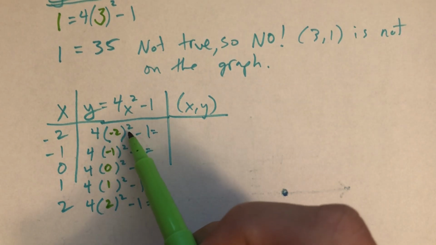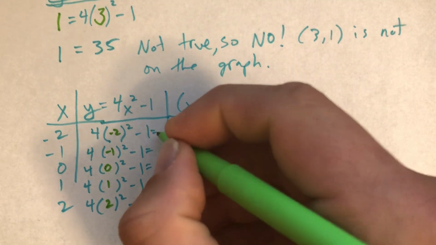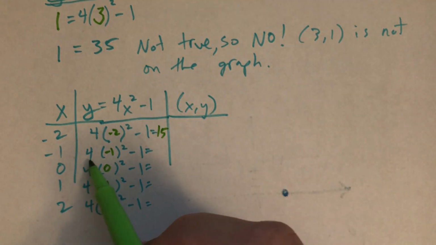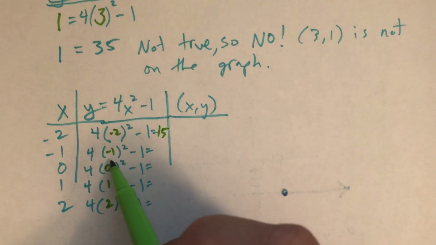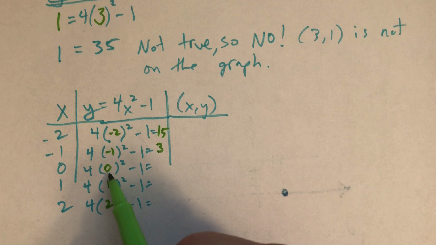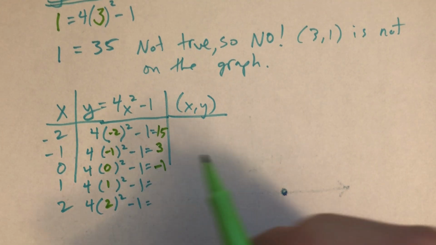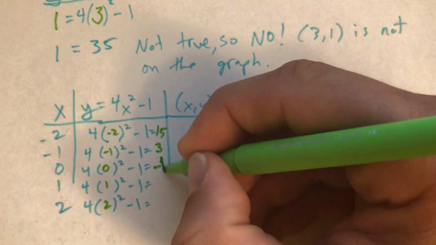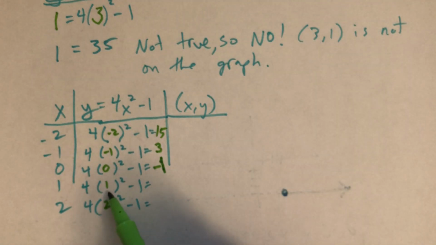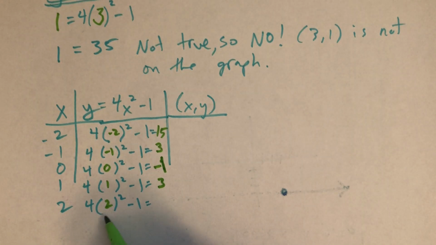So -2 squared, that's 4. 4 times 4 is 16. Minus 1 would be 15. 4 times 1 squared is 4. Minus 1 would be 3. 4 times 0 is 0. Minus 1 is -1. Kind of looks like a weird -1. All right, 4 times 1 is 4. Minus 1 is 3. 4 times 2 squared would be 4 times 4, which is 16.